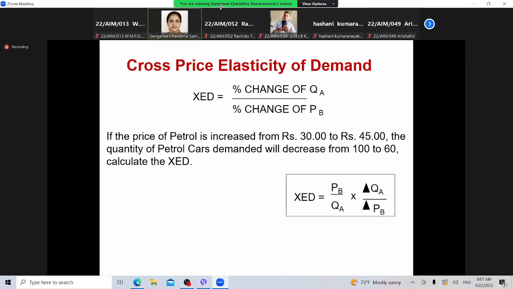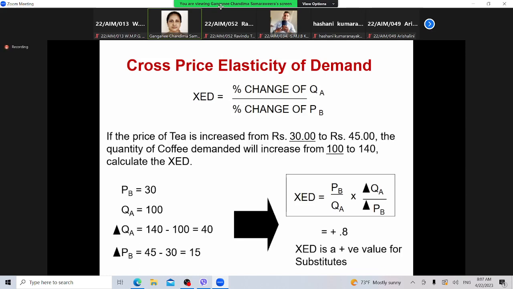See the previous one. It is a substitute because of tea and coffee. If tea prices increase, coffee demand will increase because we can use coffee instead of tea. Okay, I think you can understand easily. If two are increasing, price of one good and demand of another good, in a positive direction, that means both are increasing, that means a positive value, obviously. Then these are substitutes.